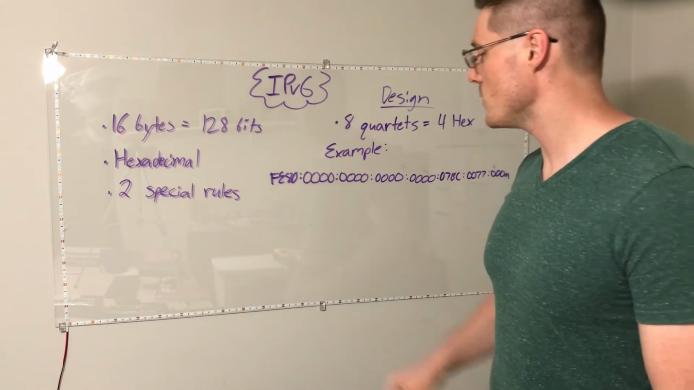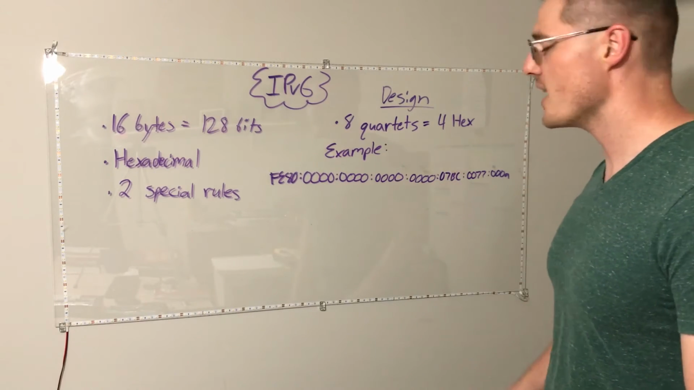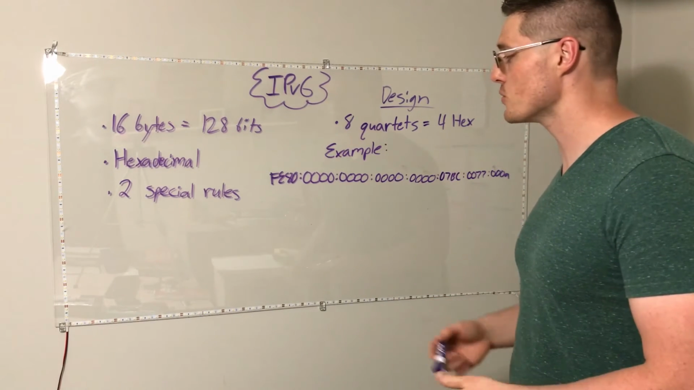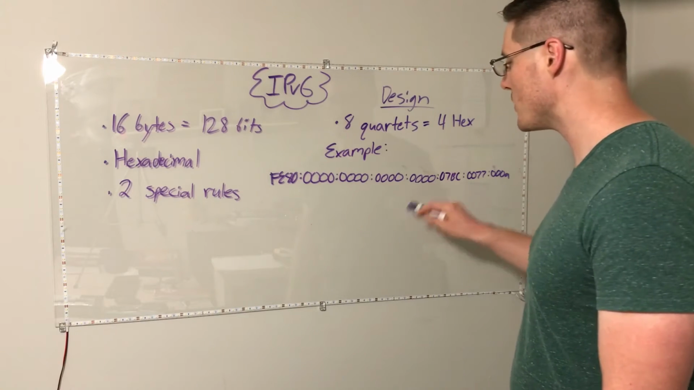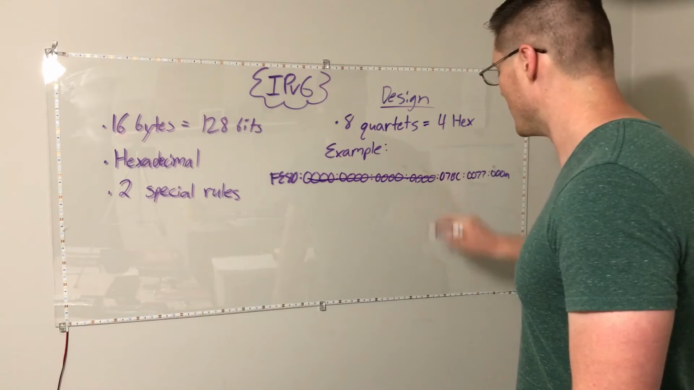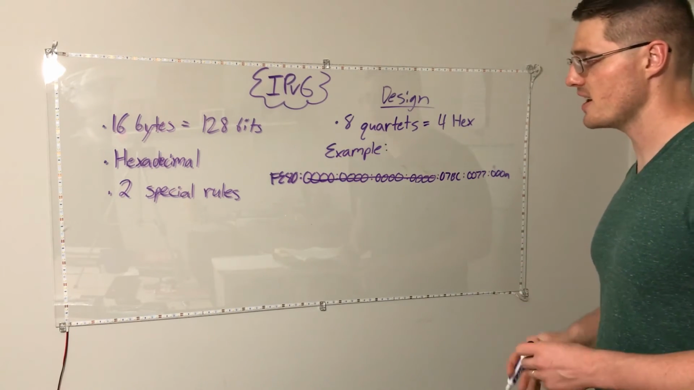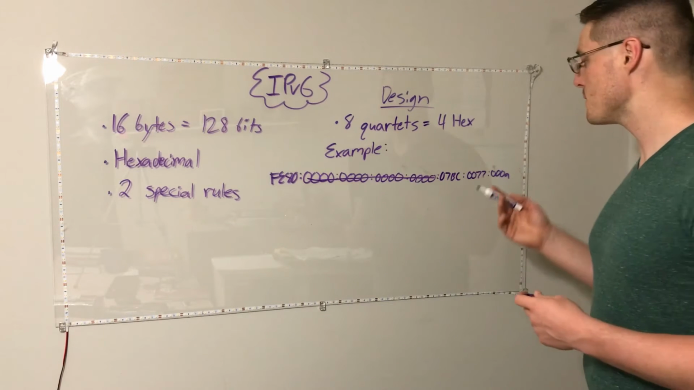So in this scenario, we see that there's 4 different quartets in the middle that all have zeros. So the first special rule is saying you can cross these out and essentially condense them. So let's do that. The second special rule says any leading zeros within a quartet can be omitted.